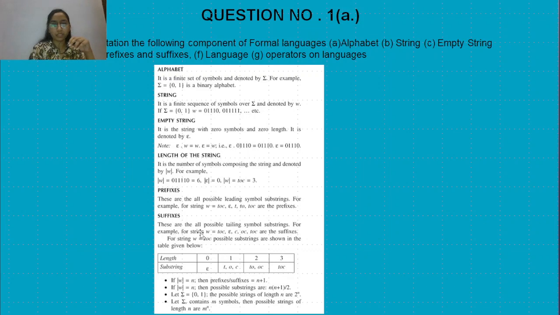Now we will see suffix. These are all the trailing substrings. Trailing means the ones that end the string. For example, for string W equal to TOC: epsilon, C, OC, and TOC. So we move from right to left. In prefix we move from left to right, and for suffix we move from right to left. For the string TOC, the first substring will be empty, then C, then OC, then TOC.